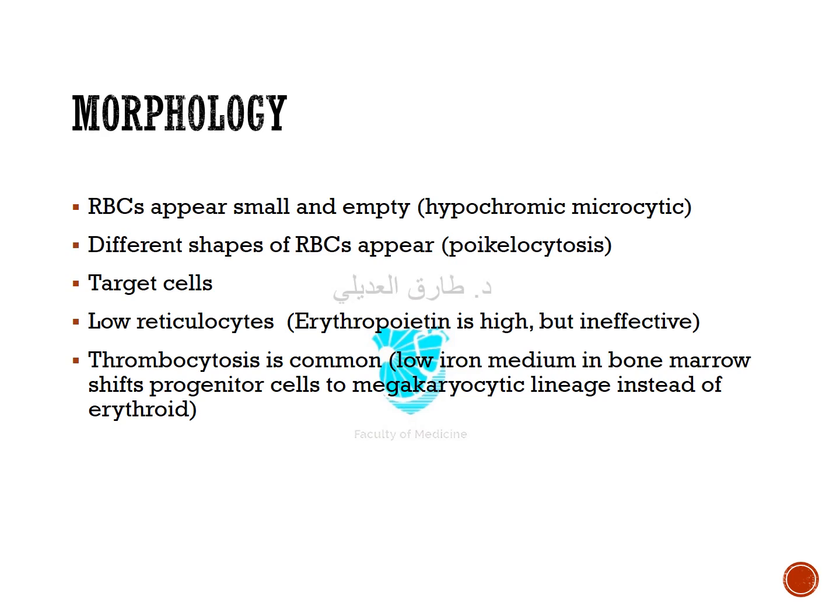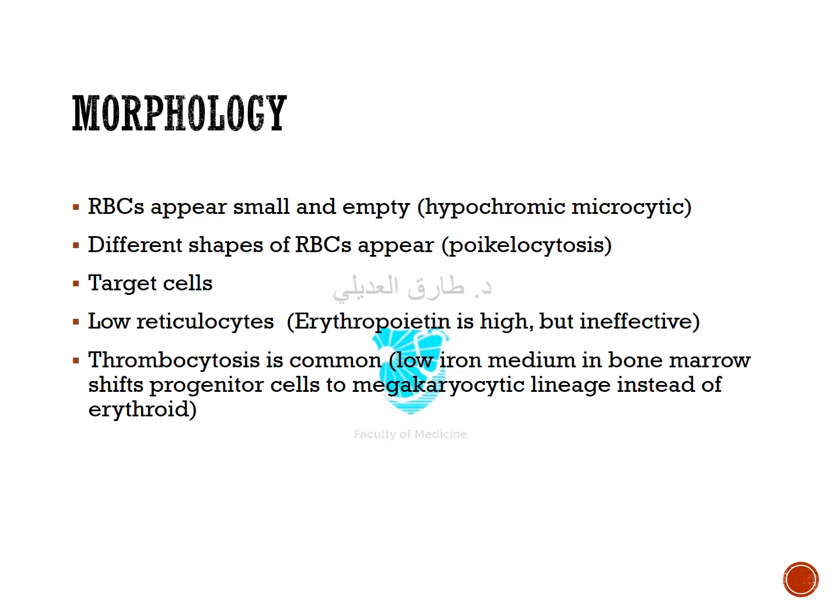Another cell is called the target cell. The target cell is an RBC with a red dot, a red point, exactly in the center. Then comes the central pallor, then another red area, like the target that we shoot against. This target cell appears in iron deficiency, and later on we will talk about thalassemia and sickle cell. So any abnormal hemoglobinization in the cells will result in target cell shape.